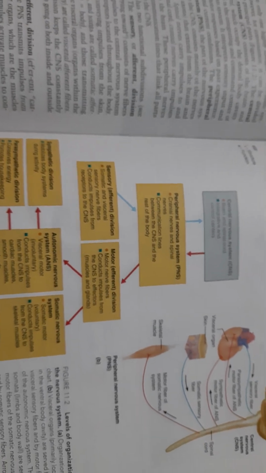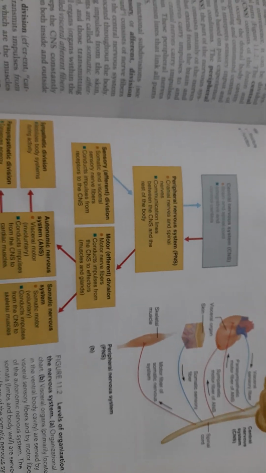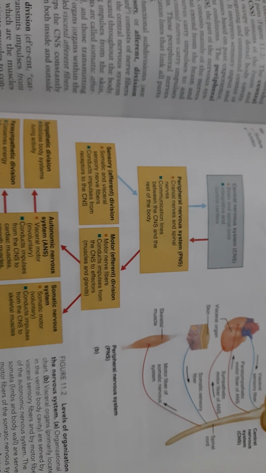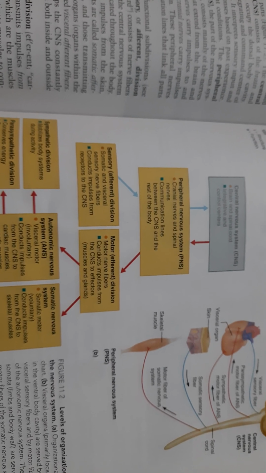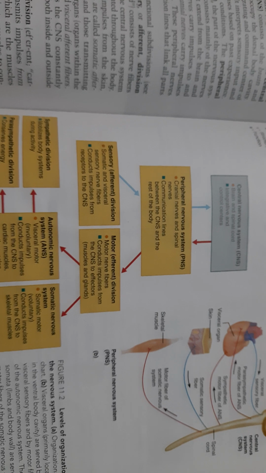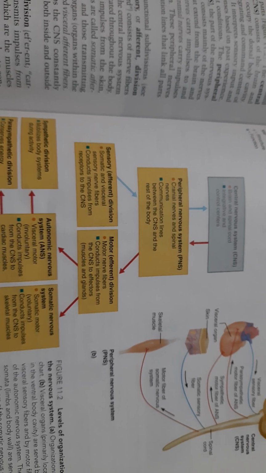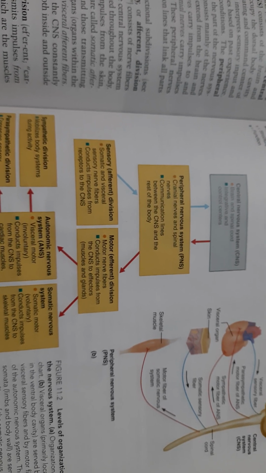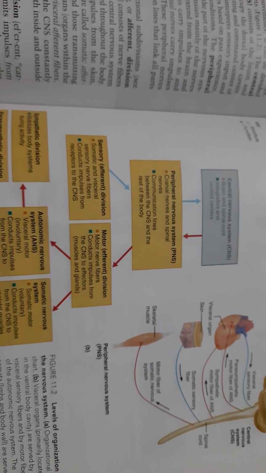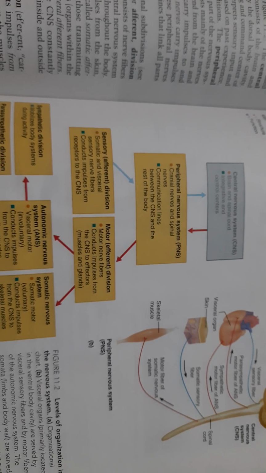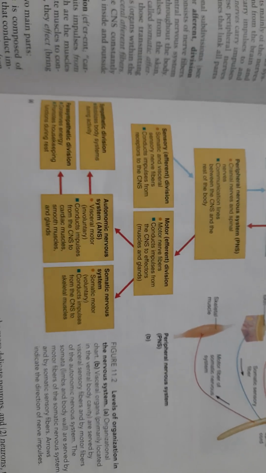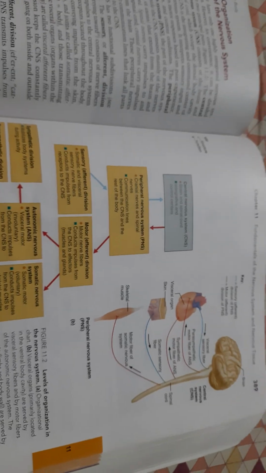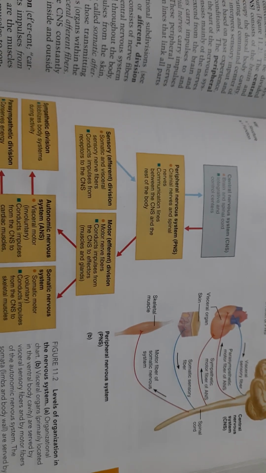sensory part and the motor part. The sensory part is also called afferent, and the motor part is also called efferent. Afferent and efferent can be remembered this way: A comes first, so it is the name of the sensory ones, and efferent, E, comes later, and it's the name of the motor. Similarly, the sensory nervous system can be divided into two.